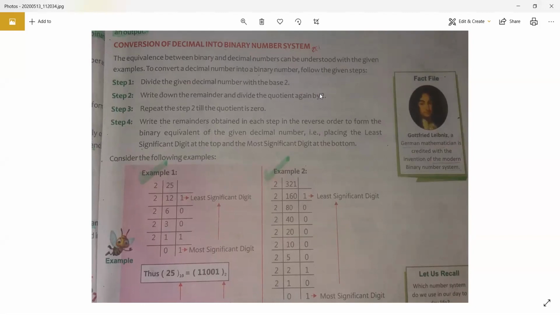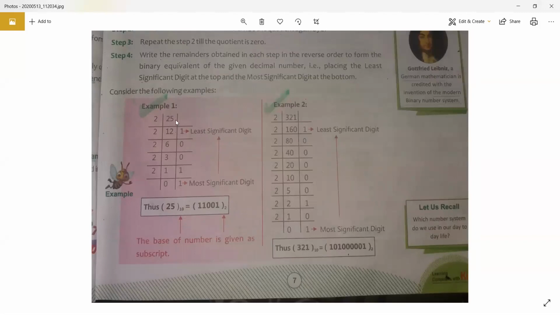So for this, supposedly the number is 25. Please look into the book, example number 1. 25 is divided by 2. Then the remainder is written in the third column. There will be 3 columns. In the first, you write the divisor by which you are going to divide this particular number, and in the last, third column, you write the remainders. So here we have 1 as a remainder.